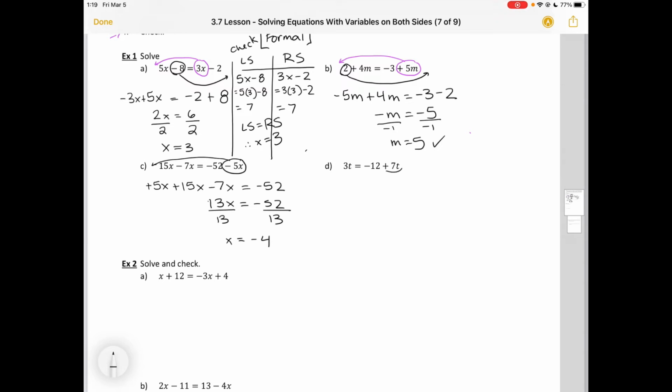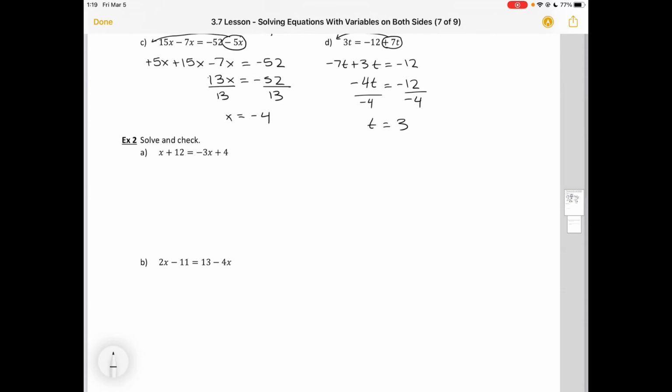One more. Now I've got 7t. I need to bring that over to the left-hand side. So I've got minus 7t plus 3t equals minus 12. Leaves me with minus 4t on the left-hand side, minus 12 on the right, and then I can divide both sides by minus 4, which leaves me with t equals 3.